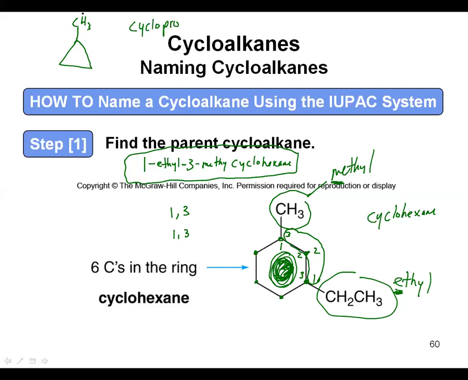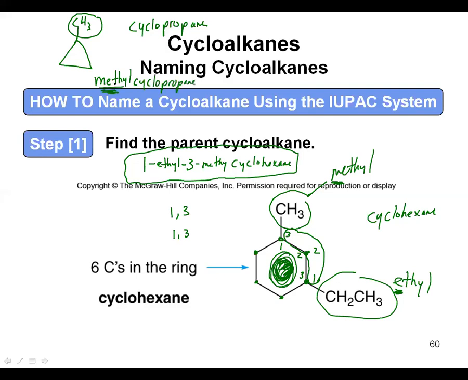Now, in this case, there's just one group attached, and because there's just one group attached, it's always going to be carbon number 1 where that's attached, and you actually don't need the number. So this would just be methyl cyclopropane, because there's only one group attached, so wherever that group is attached is going to be considered carbon number 1.